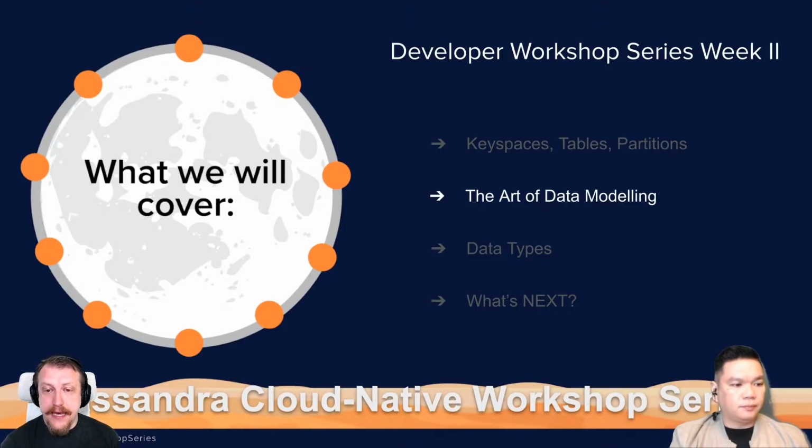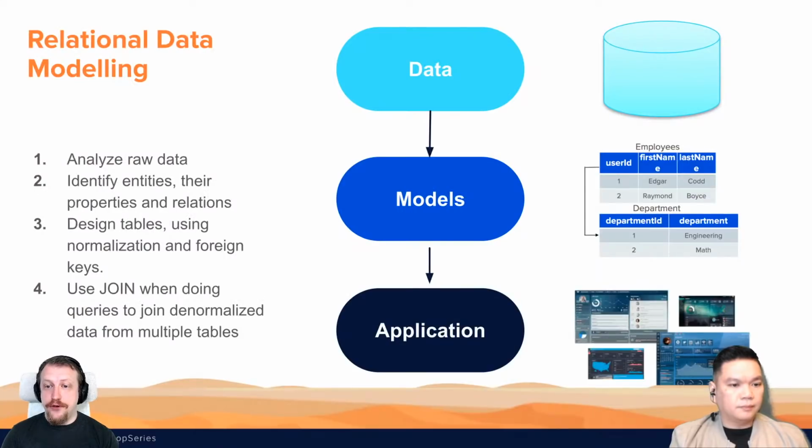Okay, so let's move on to the example of how we do a data model from the very beginning. Let's start from the very beginning, a very good place to start. I will explain this part in comparison with relational data modeling, because most of you have experience with relational databases. How do you usually create a data model when working with relational databases?